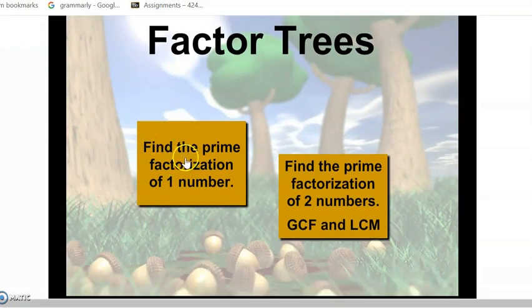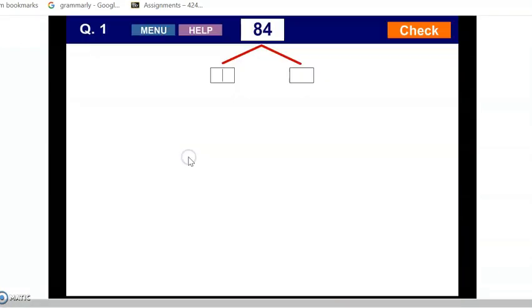Okay, so we're going to find the prime factorization of a number. So here we have 84. This is an example of how it works. I know that 84 is an even number, so I can easily divide that by 2. So I can start by putting a 2 over here, and that's a prime number. And then I can put 42 over here. You are allowed to use a calculator if you need to, and I'll click the check button.